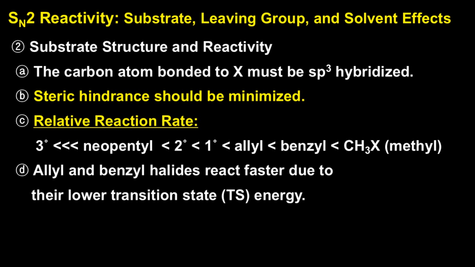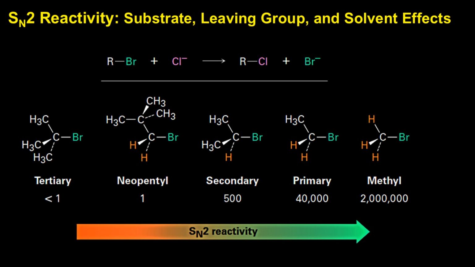Neopentyl halides are similar. Even though the carbon with the leaving group is primary, bulky groups nearby make it really slow. Secondary alkyl halides react moderately. Primary ones, much faster, because there's less steric interference. Even better, allyl and benzyl halides. They're more reactive than regular primary halides. And at the top of the list, methyl halides. With zero steric hindrance, the nucleophile has a clear shot, and the reaction flies.